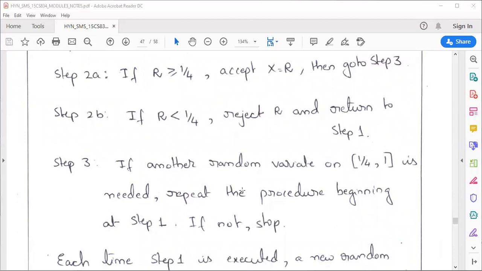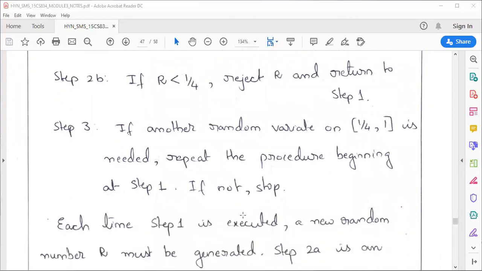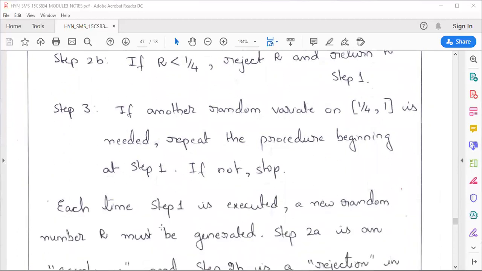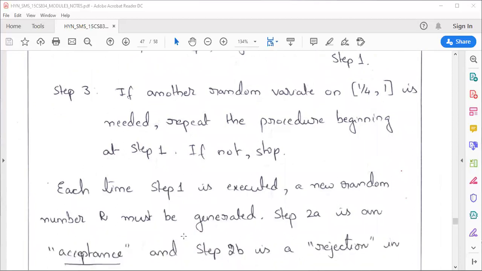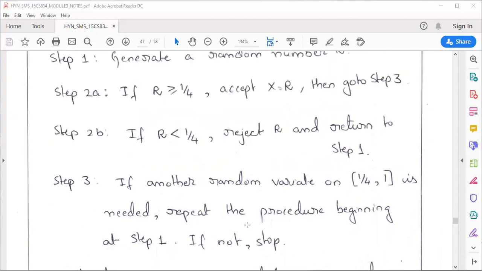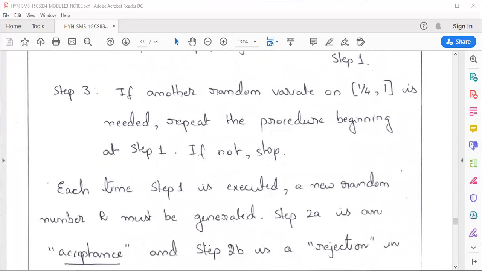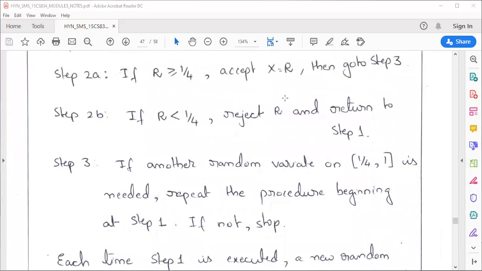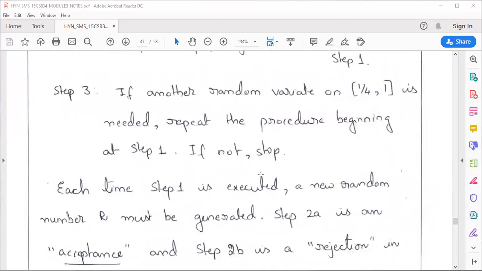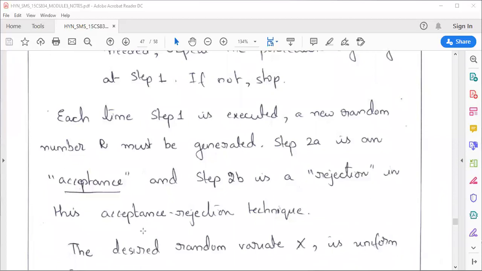That means if I need to generate more and more random variates, then I have to go back to step 1. Otherwise I have to stop. Each time step 1 is executed, a new random number R must be generated. Step 2a is called the acceptance and step 2b is called the rejection, right? That is why it is called the acceptance rejection technique.